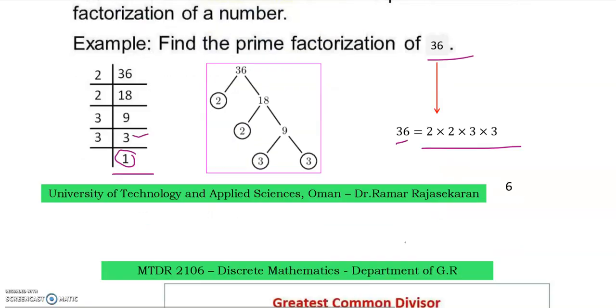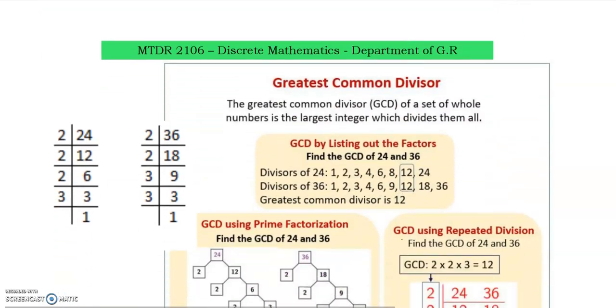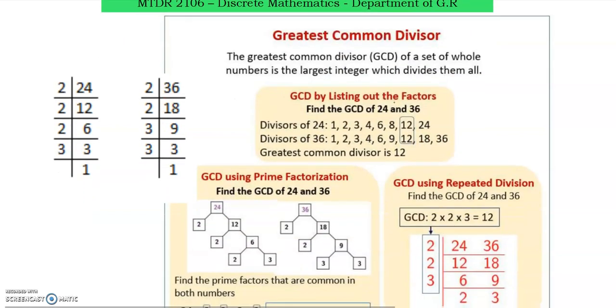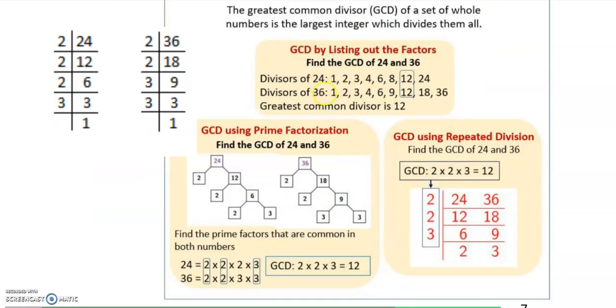That's it. Now we are going to see the greatest common divisor, that is called GCD. How to find the GCD of the given two numbers? For example, here we take the numbers 24 and 36. This is the method you already studied in basic mathematics: how to write the divisors of 24.